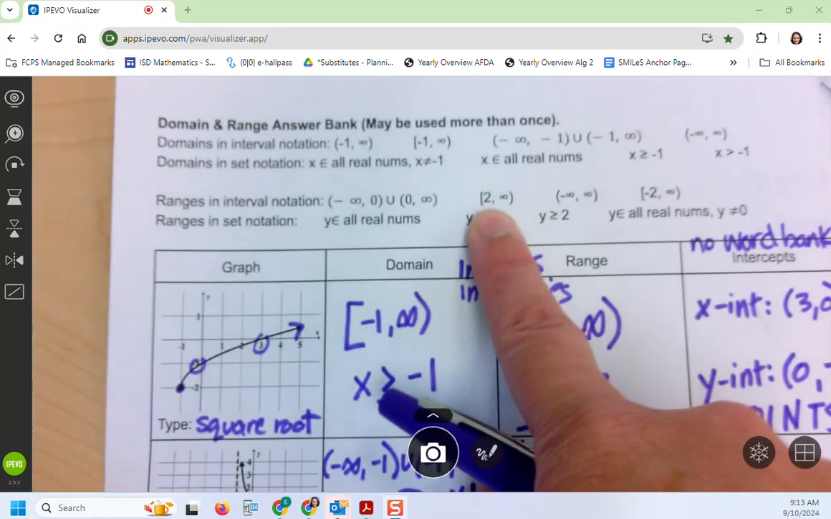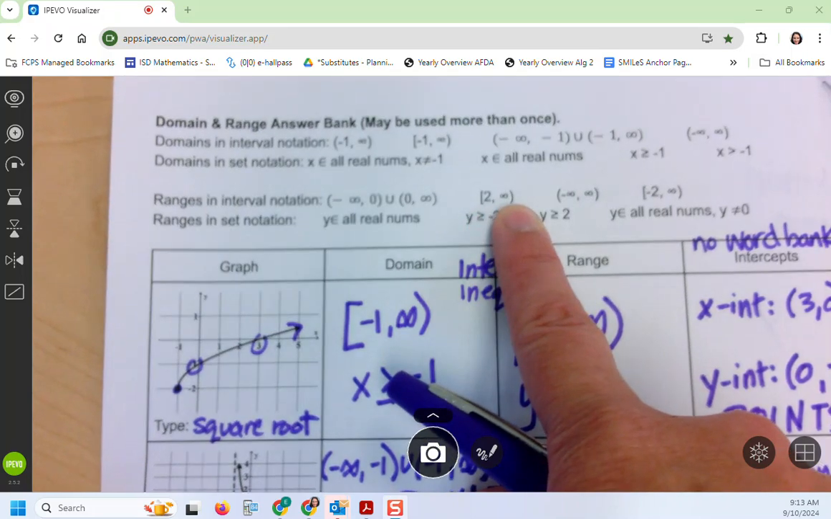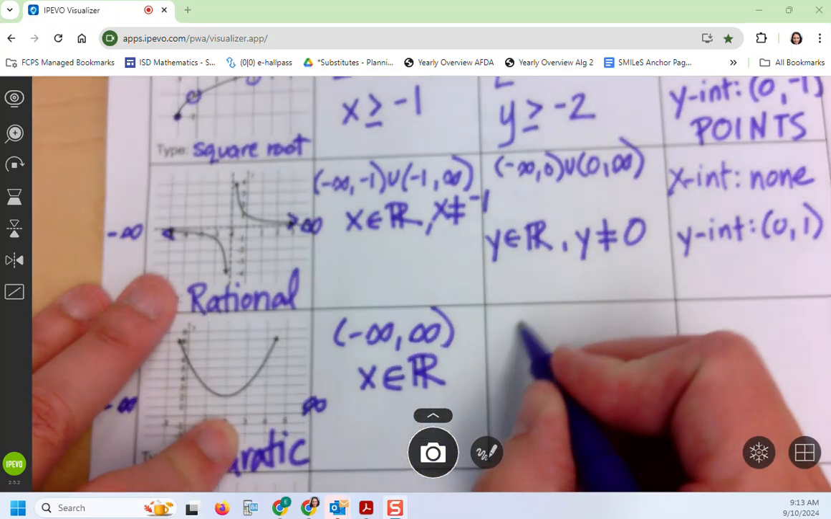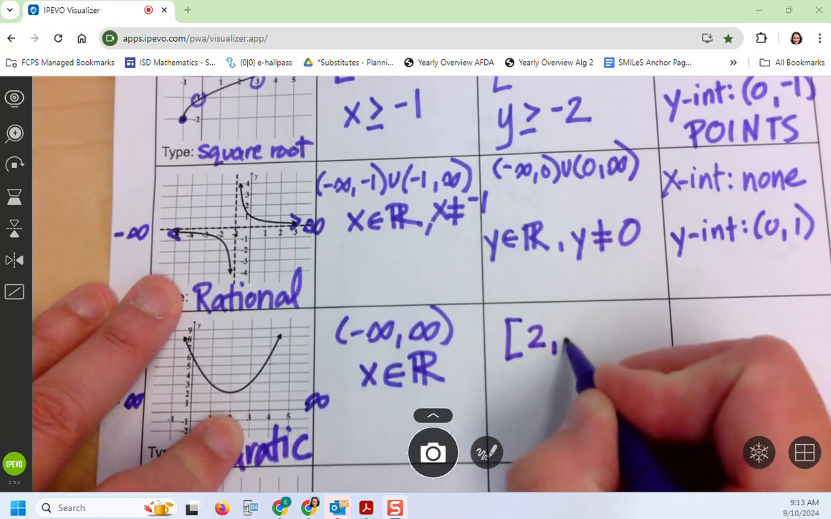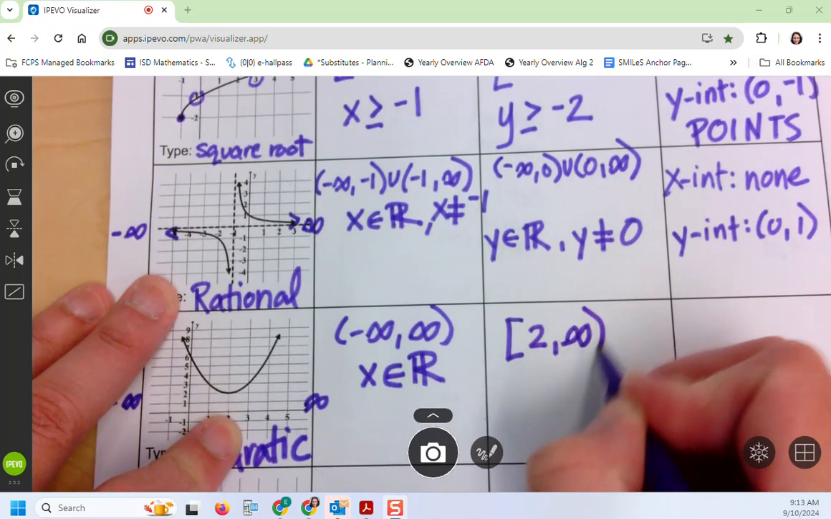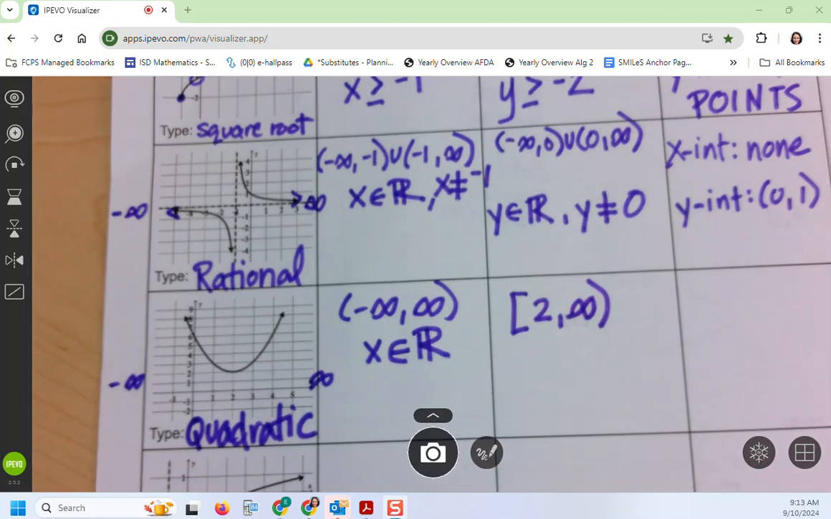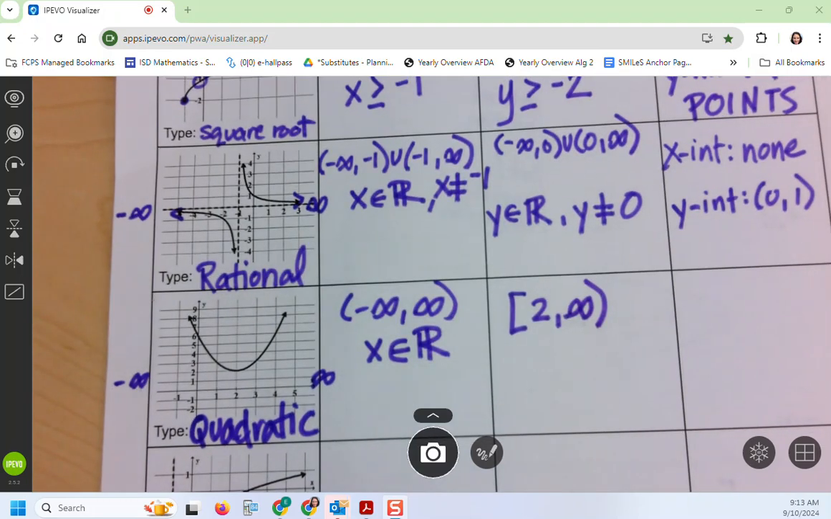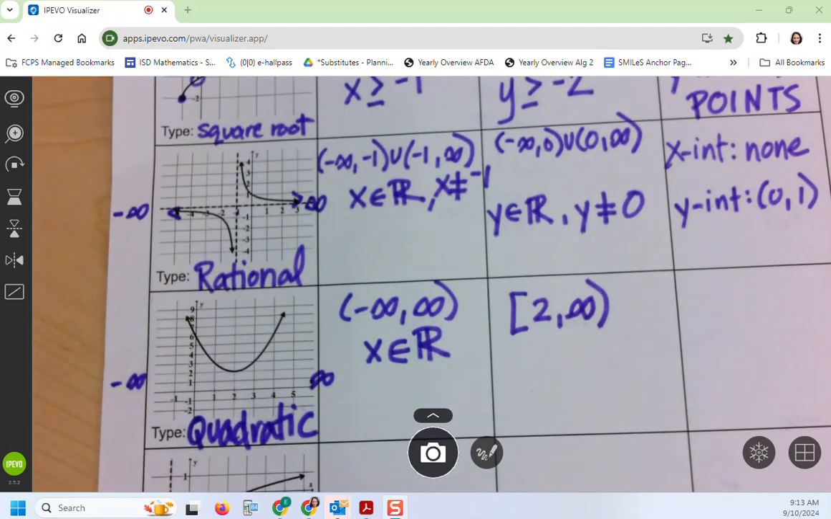So for your range, I'm going to look at my answer choices, and I found this one. Square bracket to include the 2. You always put a parentheses on the infinity, because you can go towards infinity, but you can never get there. That's a kind of deep thought for a math class, right? You can head towards infinity, but you'll never get there.